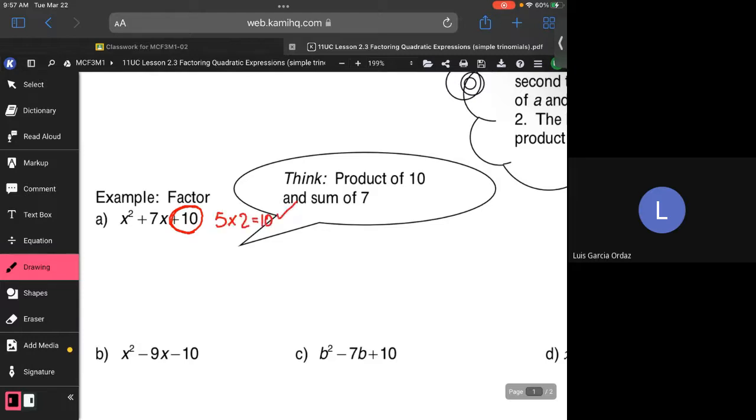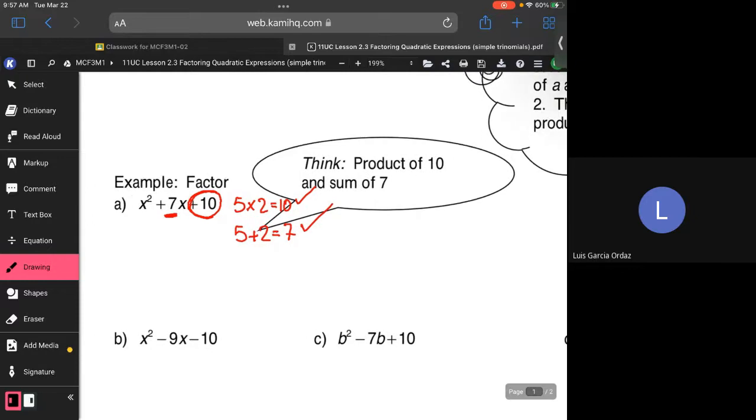Okay, perfect. Now I also have to check if those same two numbers add up to give me the number 7. So when I add 5 and 2 together, do they give me 7? Oh my gosh, I don't remember this, but I understand it. They give you 7. Okay.